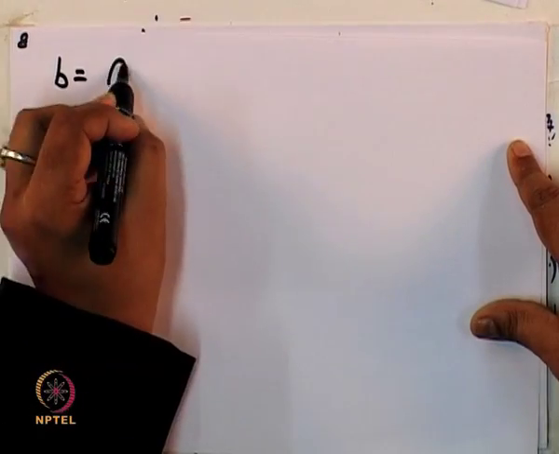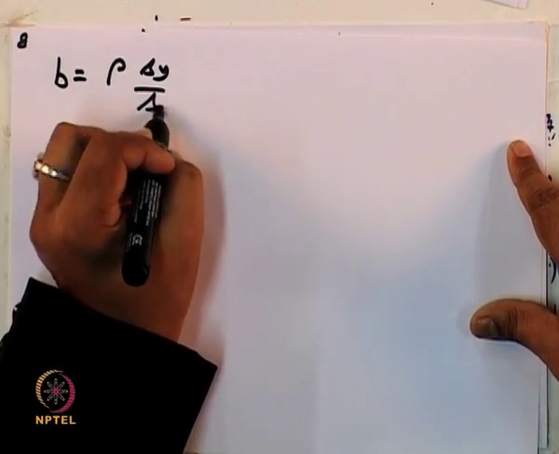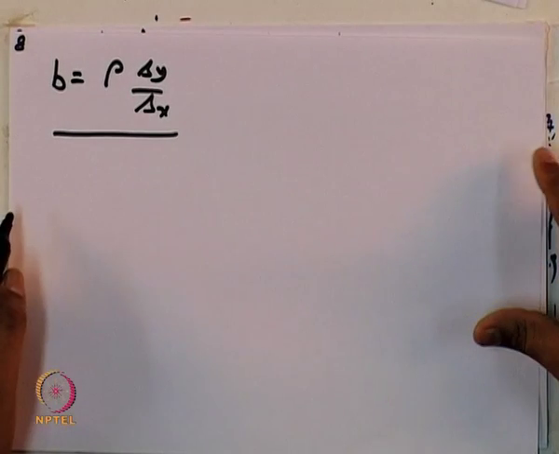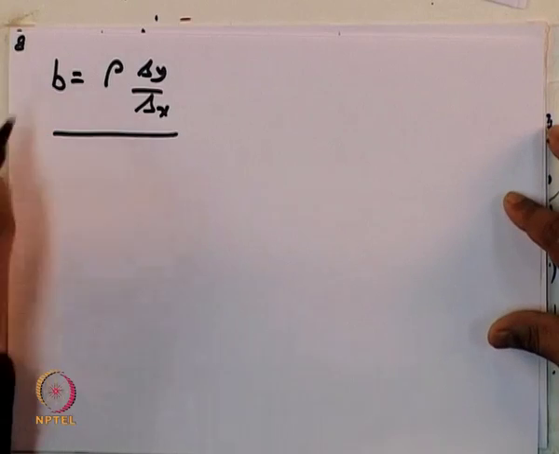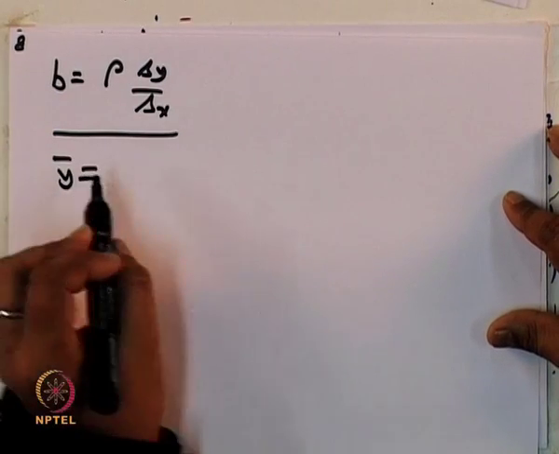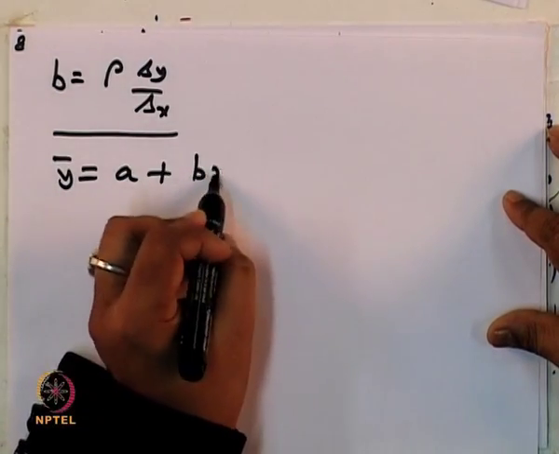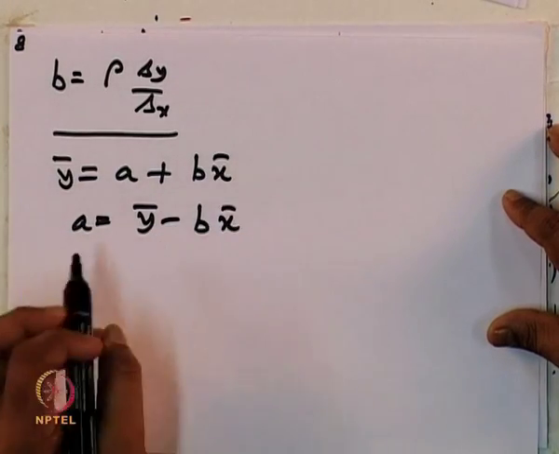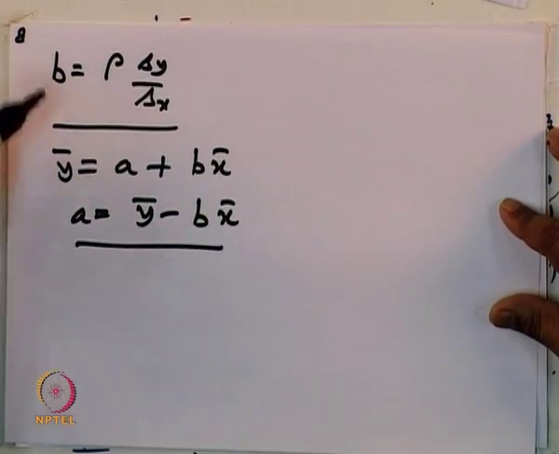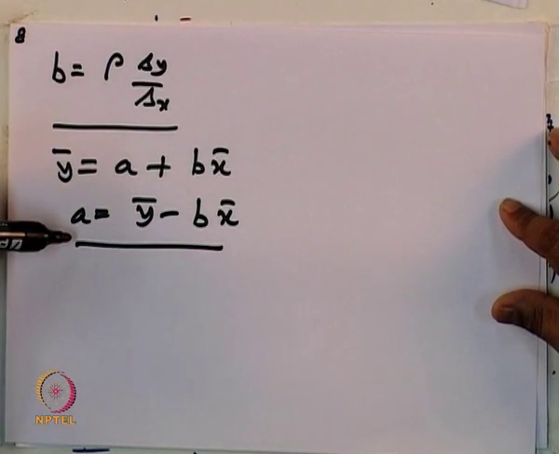So, I can determine my B is equal to rho times S y by S x. So, B is the second coefficient I have determined, and I have the other equation: y bar is equal to A plus B x bar. So, A is nothing but y bar minus B x bar. Once I know B, I can determine what A is.